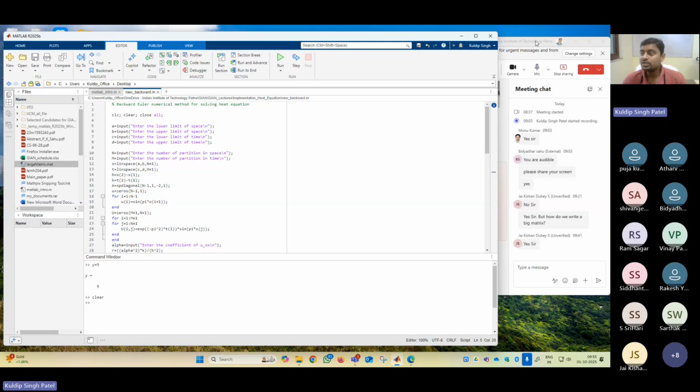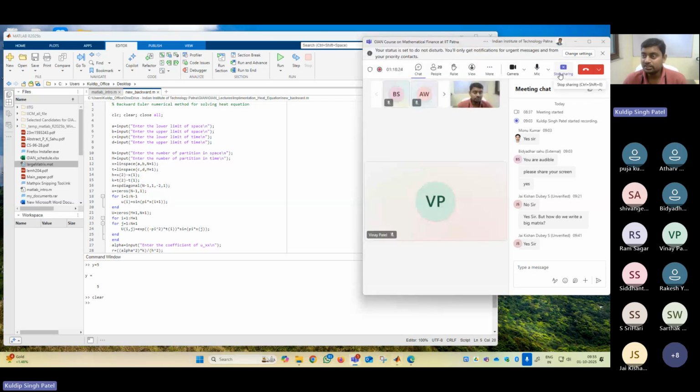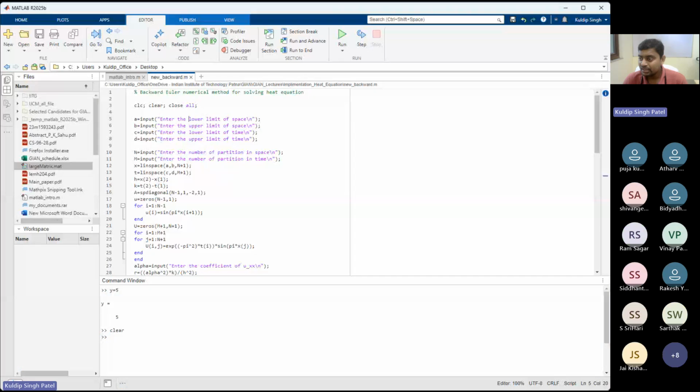Now, why is close all important? Let me discuss. The idea is simple. Suppose you have written one code and it is giving you some figure, and then you run another code, and it gives you another figure, but you are confused about which figure is for the first and which is for the second. Got my point?